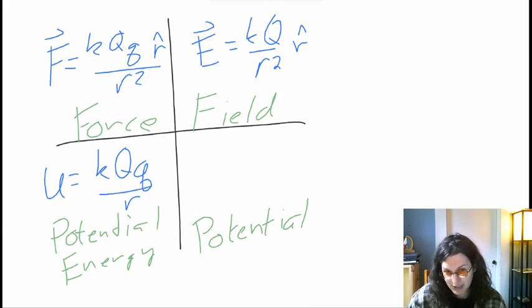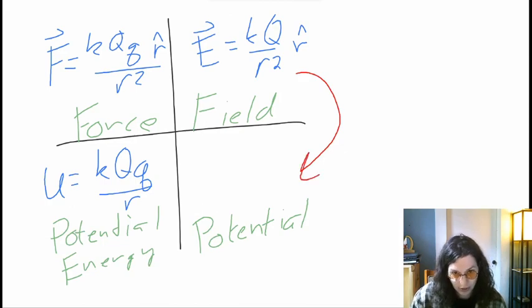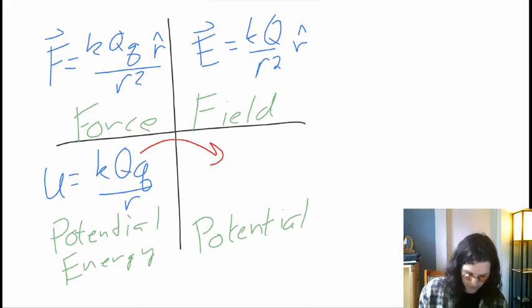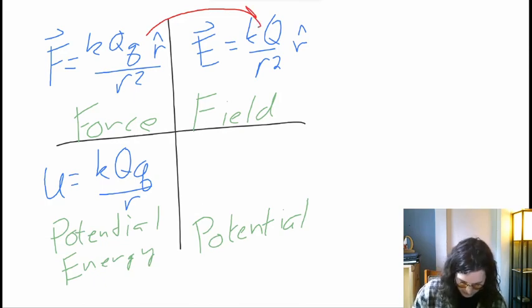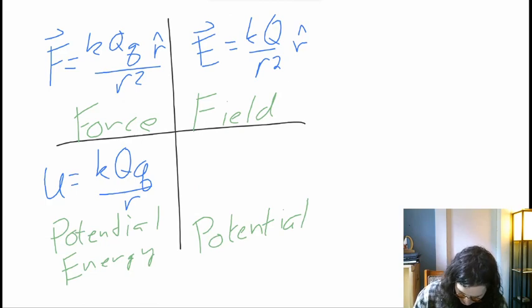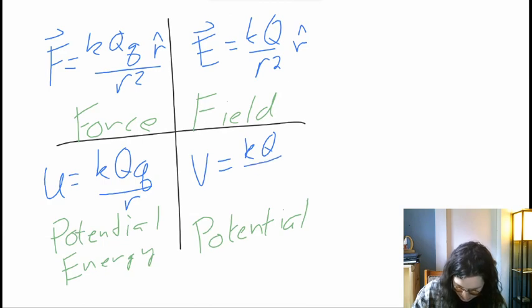And the way we get the potential is we can do one of two things. Either we could take our electric field and do the path integral, or we could take our potential energy and divide out the charge little q. So we're just following the symmetry of this diagram, right? Up here, we divide out by little q to define our electric field. Here, we'll divide out by little q to define our potential. And if we do that, we're going to get that the potential is equal to kQ over r.